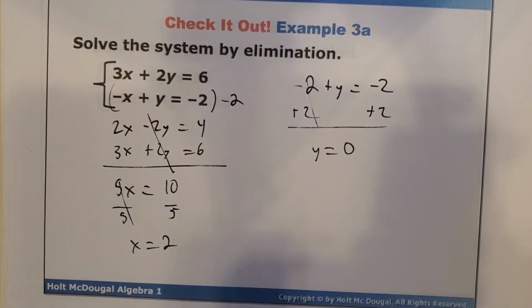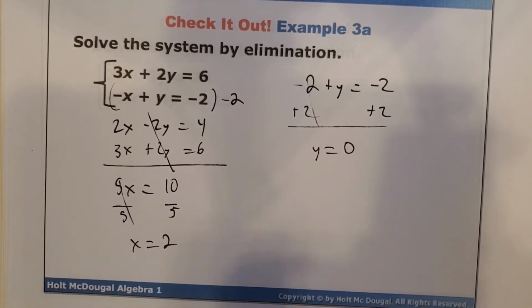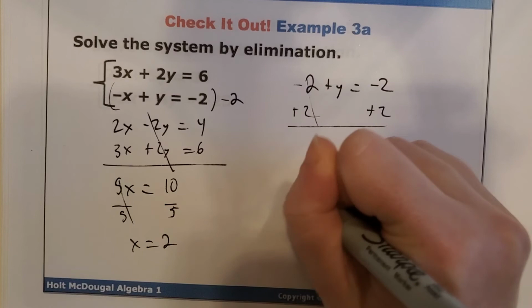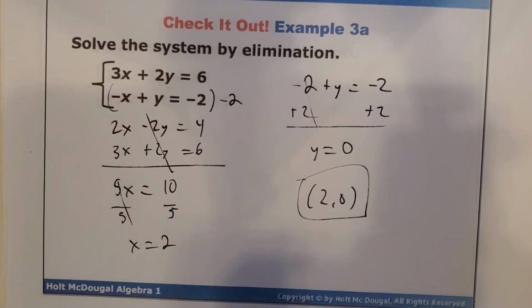This is possible, all right? If you get a 0 as either one of your x or y's, it doesn't mean there's no solution, all right? 0 is a possibility for a numerical solution. 2, 0 is a point. So 2, 0 is a perfectly acceptable answer for something like this. All right?